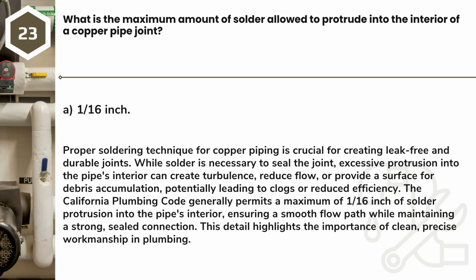Answer: A. 1/16 inch. Proper soldering technique for copper piping is crucial for creating leak-free and durable joints. While solder is necessary to seal the joint, excessive protrusion into the pipe's interior can create turbulence, reduce flow, or provide a surface for debris accumulation, potentially leading to clogs or reduced efficiency. The California Plumbing Code generally permits a maximum of 1/16 inch of solder protrusion into the pipe's interior, ensuring a smooth flow path while maintaining a strong, sealed connection. This detail highlights the importance of clean, precise workmanship in plumbing.